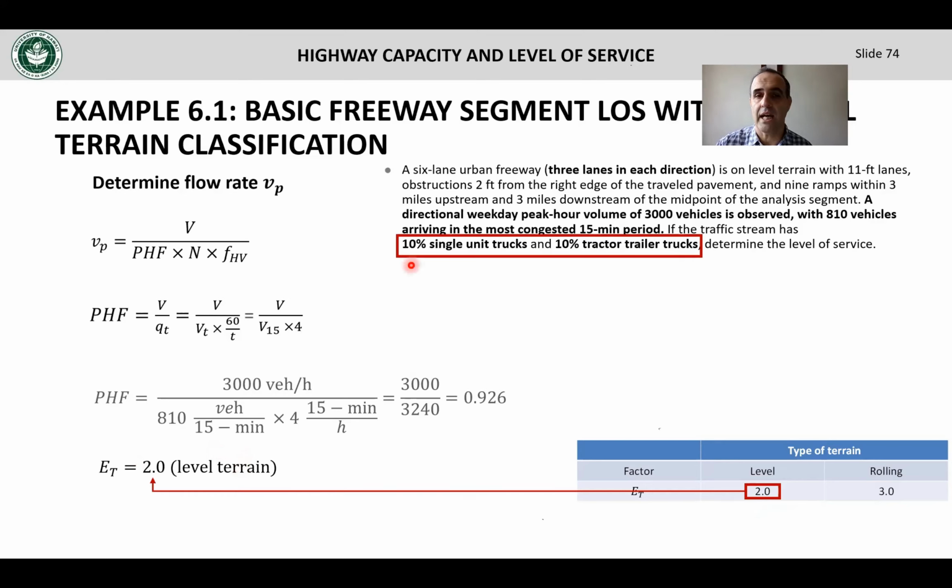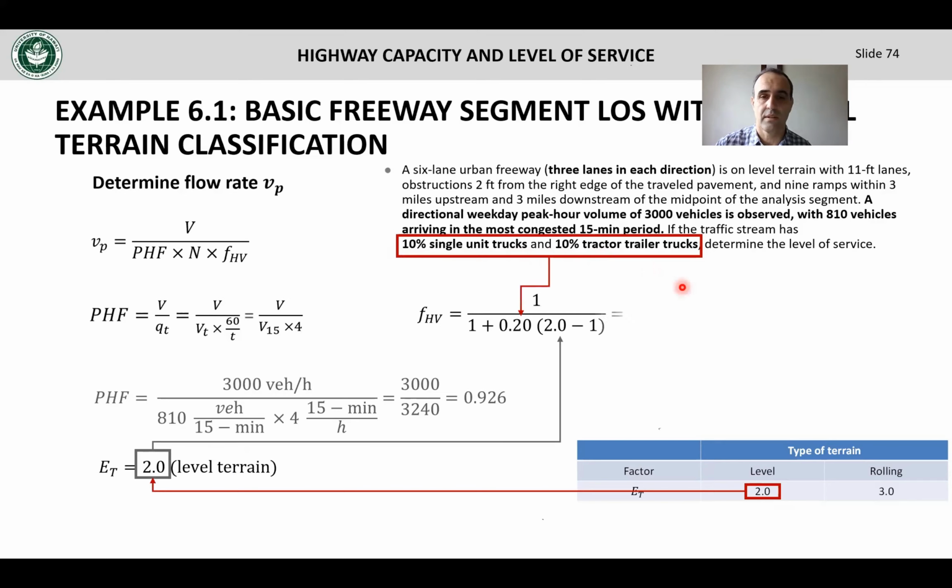And then I have 10% single unit trucks and 10% tractor trailer trucks. That basically tells me, oh, I have 20% trucks, so my proportion of trucks is equal to 0.2. And then the other input that I'm putting here is the passenger car equivalent. And so I apply my equation for the heavy vehicle adjustment factor, and I get a factor of 0.833.